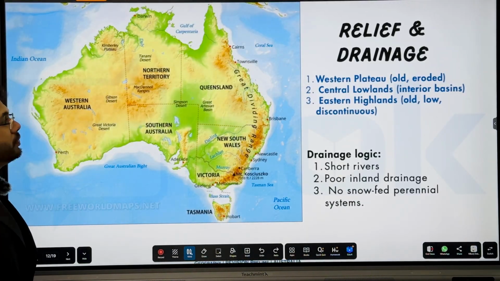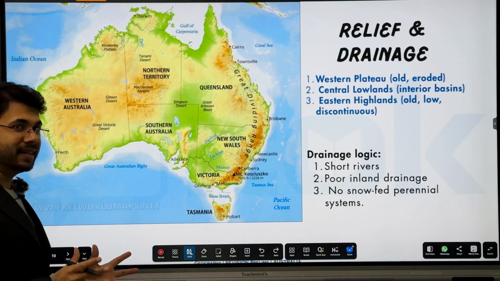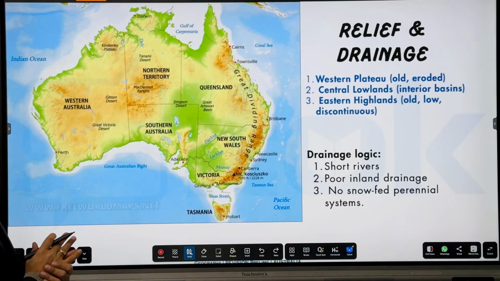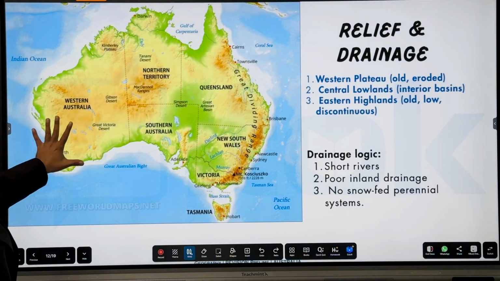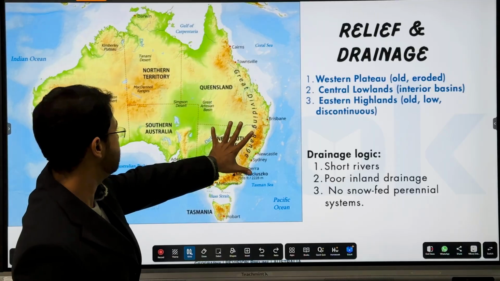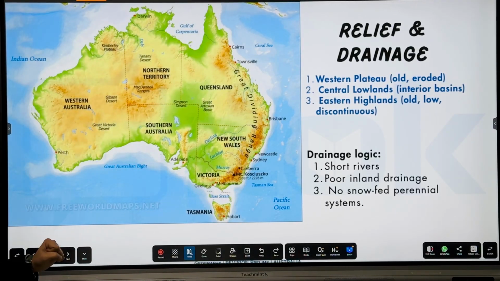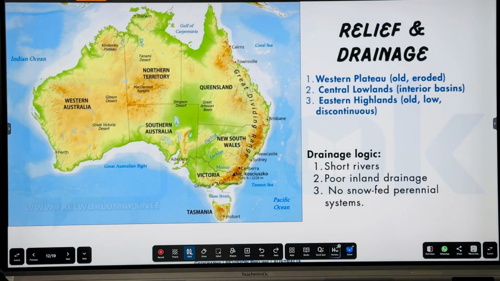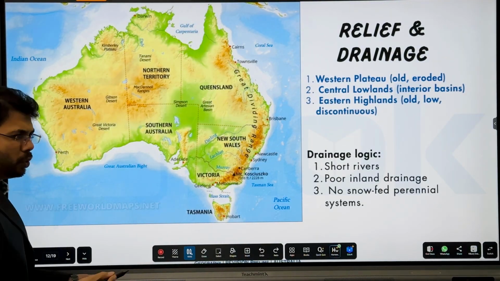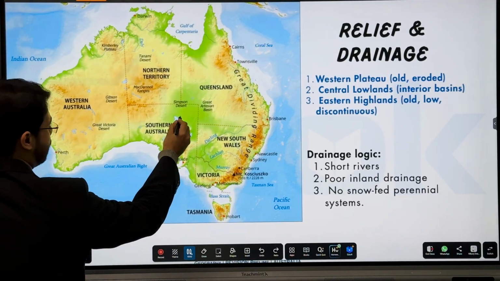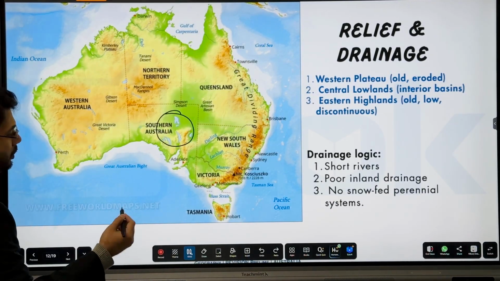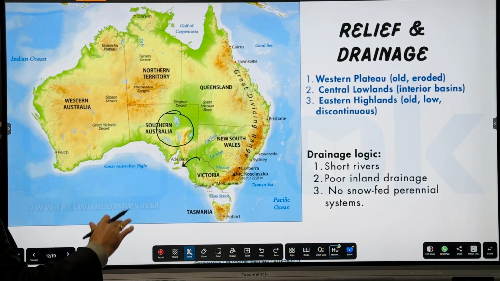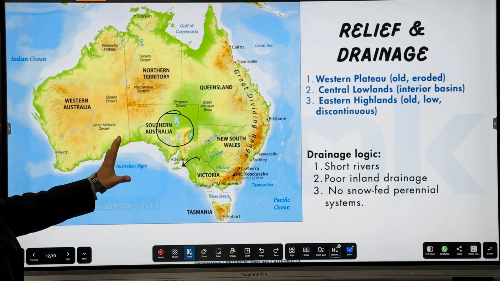Now let's get into relief and drainage. So as we saw, it is a completely dry land. Not much rainfall is happening there because of different reasons. So we have the Western Plateau, the Central Lowlands, and the Eastern Highlands. That's how we will be reading this. Drainage, just remember, there are short rivers, there is hardly any inland drainage. Many small streams come here, that is the Lake Eyre, and very few like Darling and Murray reach over here. But now we are just focusing on how relief of Australia is divided.